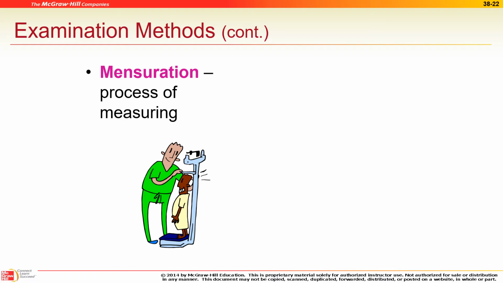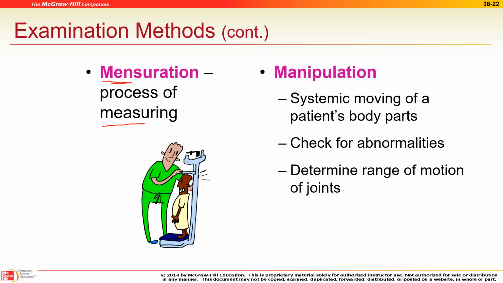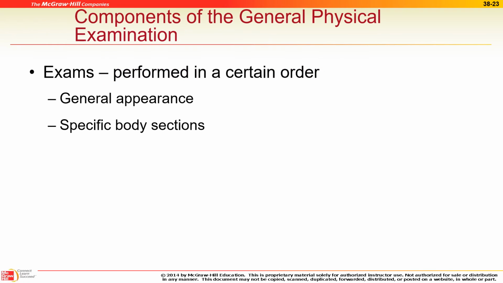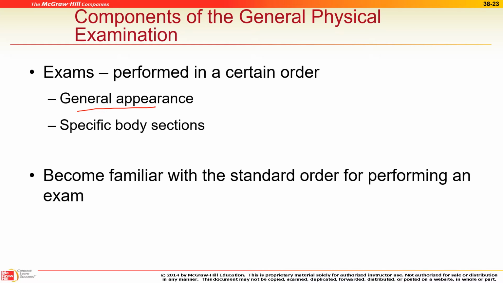Mensuration. So here it's not the menses they're talking about. It's just the process of measuring. So weight, height, circumference, and then manipulation. They'll move your joints and arms at all different angles just to check if there's any problems, any clicking, any grinding. Right, general appearance. So that's the overall, and then specific body sections, and then the organ systems as well.